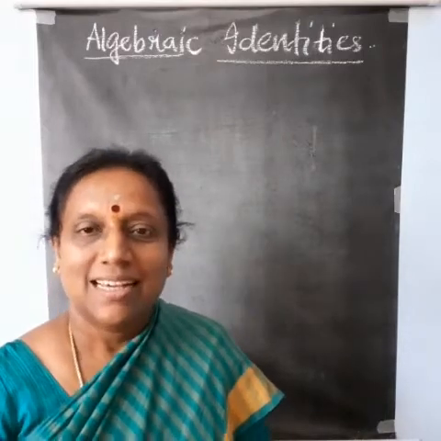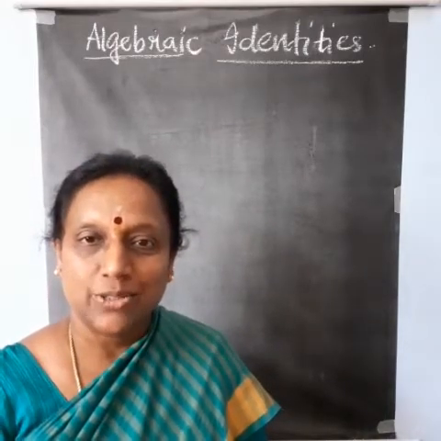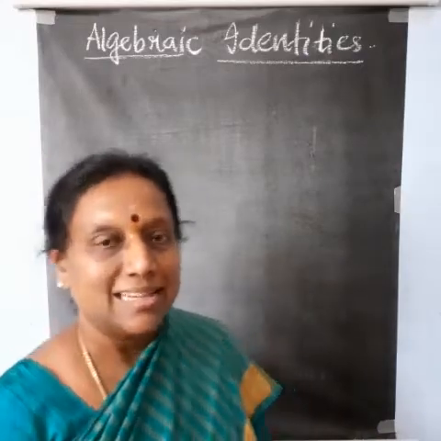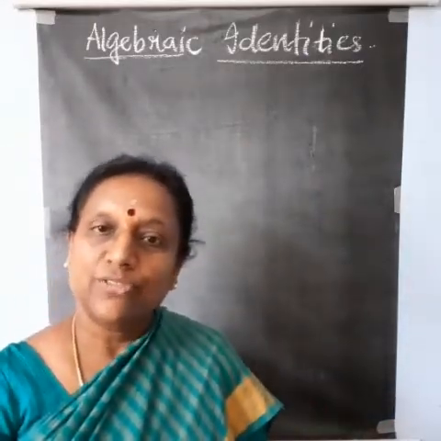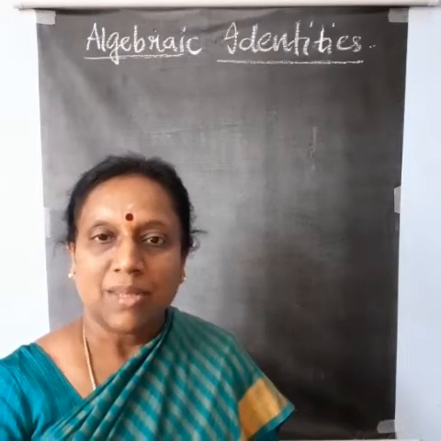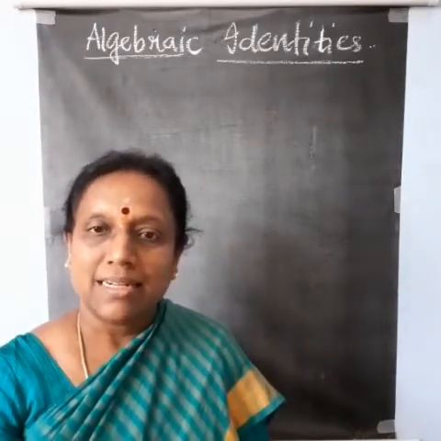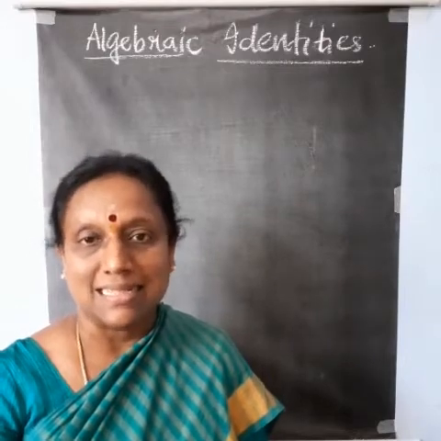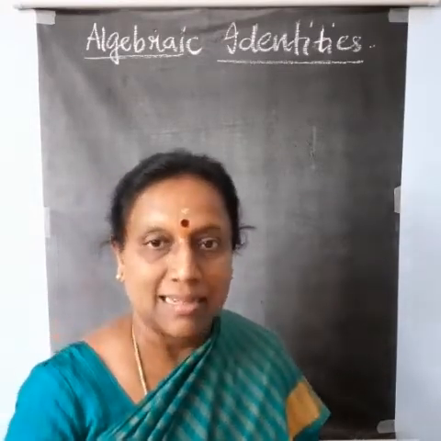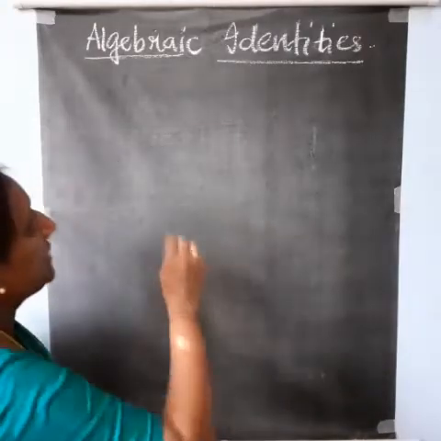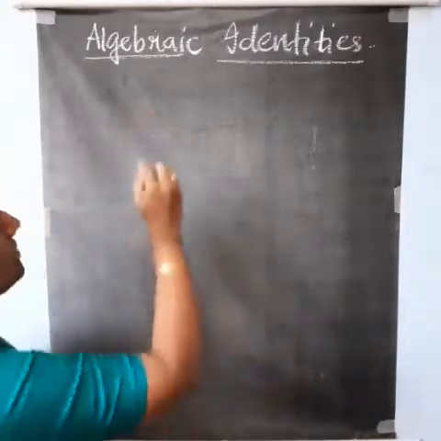Hello children, the topic for class 9 students today is algebraic identities. We have already learned 4 identities last year, which we recapped this year, and we have learned 3 identities this year already, isn't it? Today we will learn the 4th and the last identity. So let us recap the identities that we learned this year.